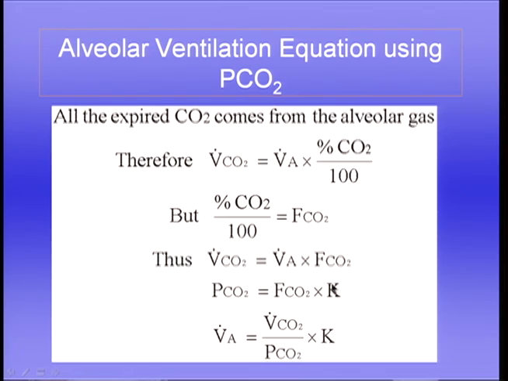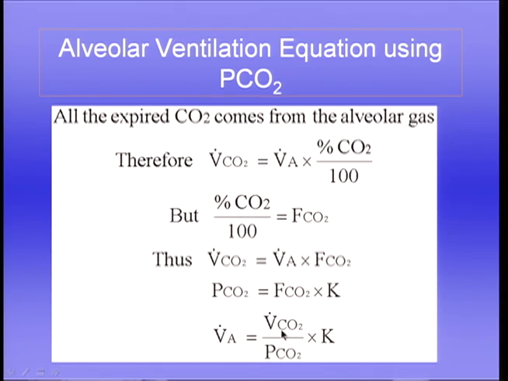Now it turns out, and here I have to go ahead a bit because we haven't covered this yet, we're going to cover it in the next lecture, that the partial pressure of CO2, and you'll have to just take it from me for the moment, is equal to the fractional concentration times a constant. In other words, the partial pressure is proportional to the fractional concentration, and we don't need to worry too much about this constant K. But this allows us to insert PCO2 over K for the fractional concentration, and that gives us the final equation, which is called the alveolar ventilation equation.